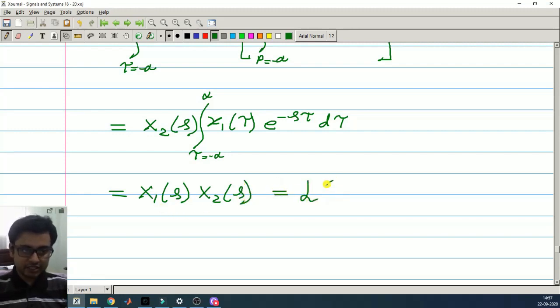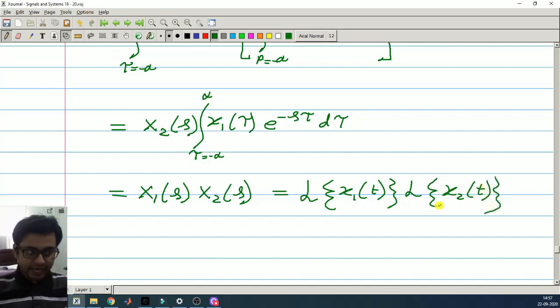This is the Laplace transform of x1(t) multiplied with Laplace transform of x2(t). That is the proof. We are done.